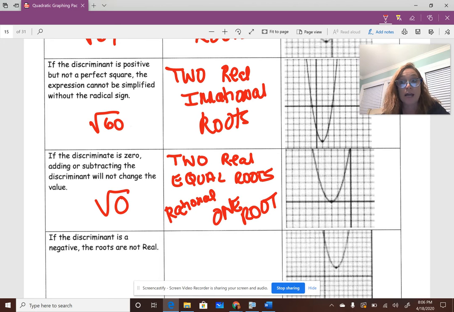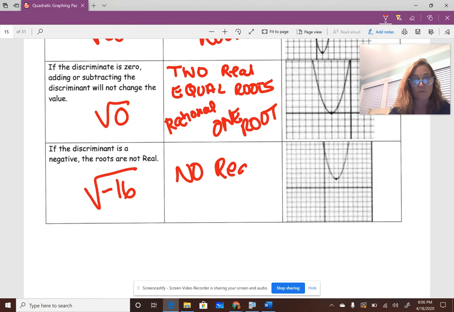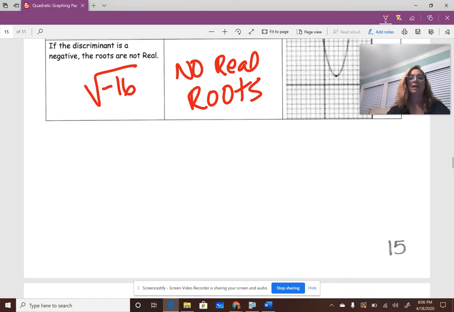Perfect square trinomial. Okay. What if the discriminant is negative? Like the square root of negative 16. That can't happen. Crazy, imaginary, no real roots. Imaginary.